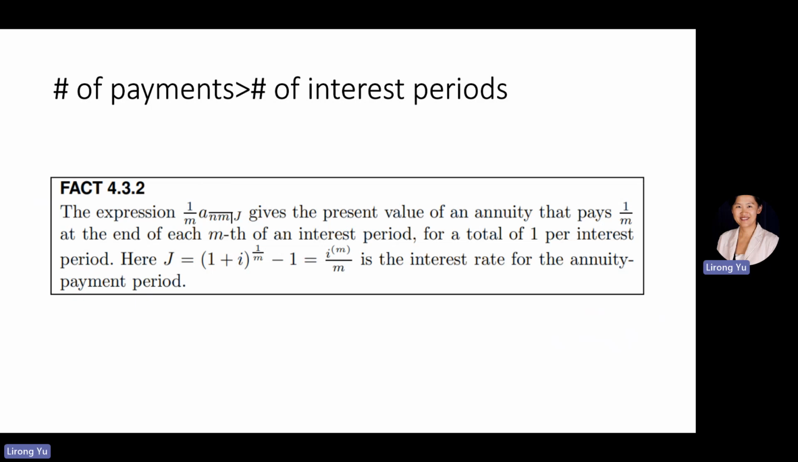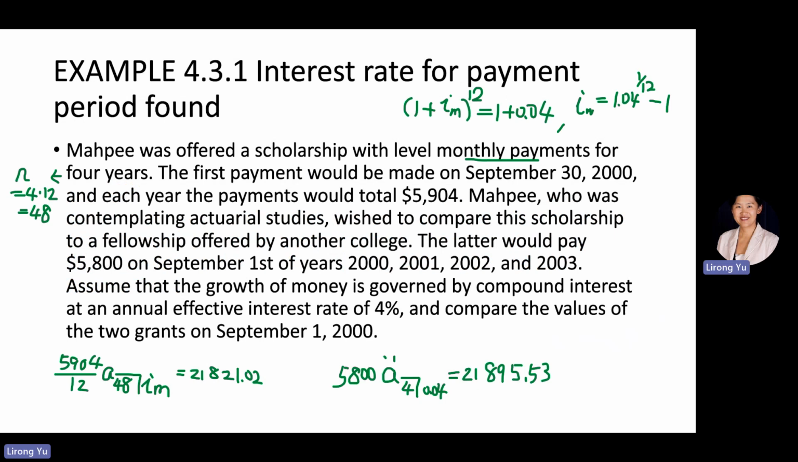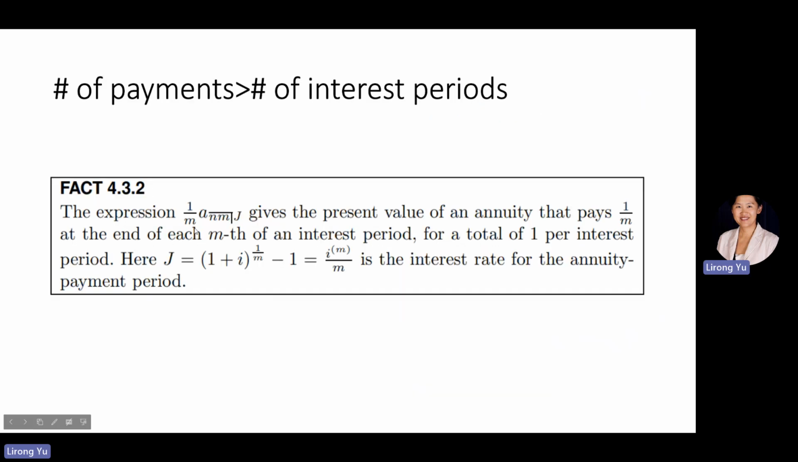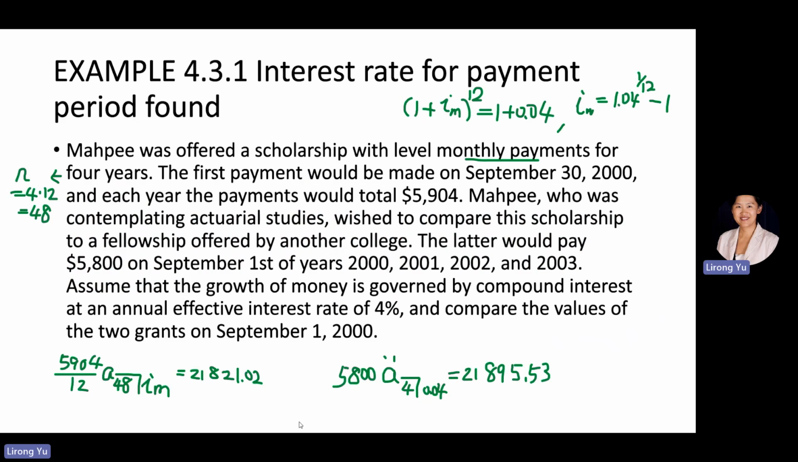So the calculation we're using here, ignoring the 5,904, is 1 over 12, and this is going to be 1 over m, m being the number of payments per interest period. Okay, and then here we have A48. How do we get the 48? 4 times 12. The 4 is the number of years, and the 12 will be the number of payments. So 4 times 12 is n.